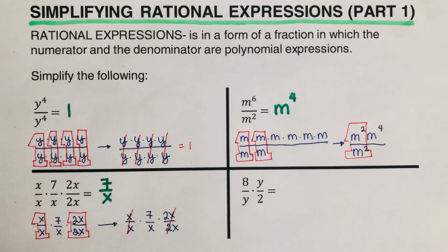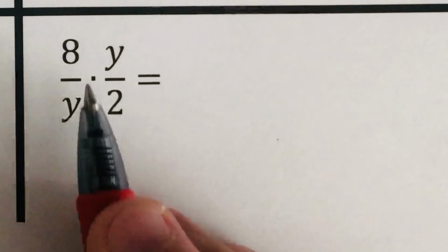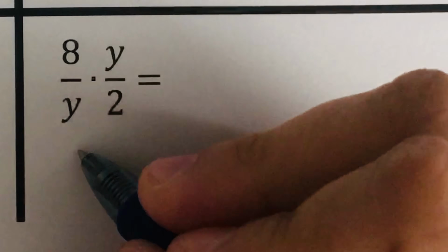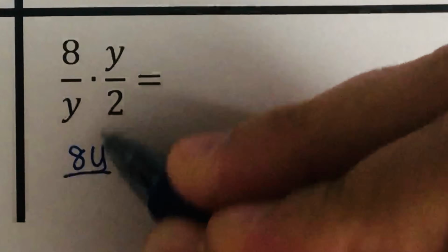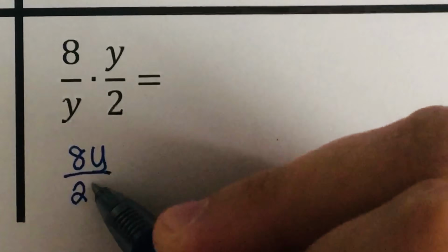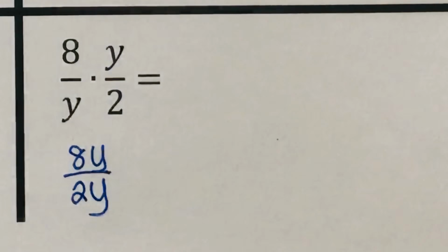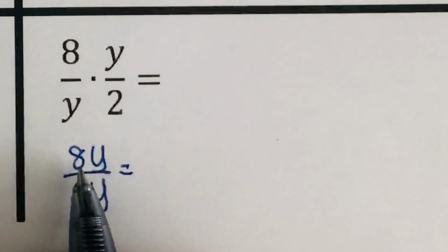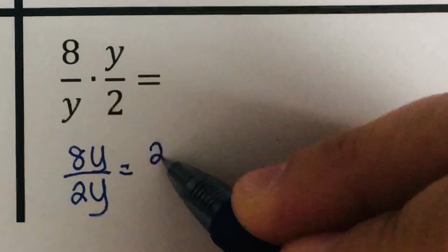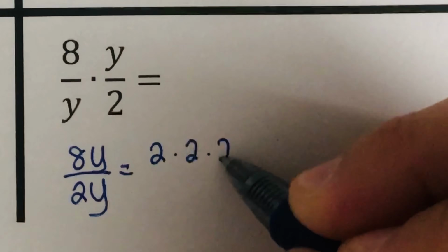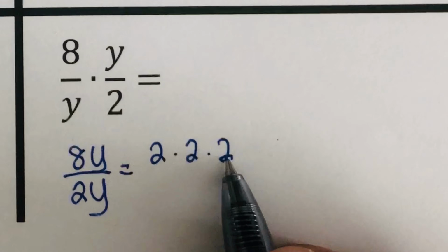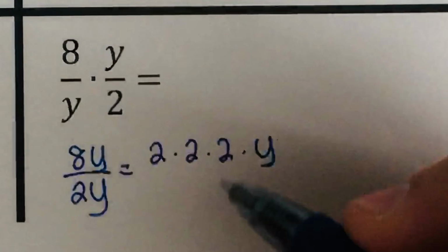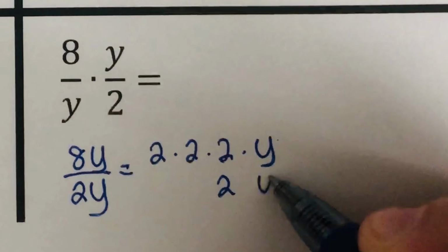Now let's move on to the next one right here. So this problem right here, we can multiply them across. We can go ahead and say that 8 times y is 8y, and then 2 times y is 2y. So then we can see that this can be expanded. The 8 here can be expanded as 2 times 2 times 2. So 2 times 2 is 4 times 2 is 8, and then we have the y. And then 2y, I'm just going to write 2 and a y right there.